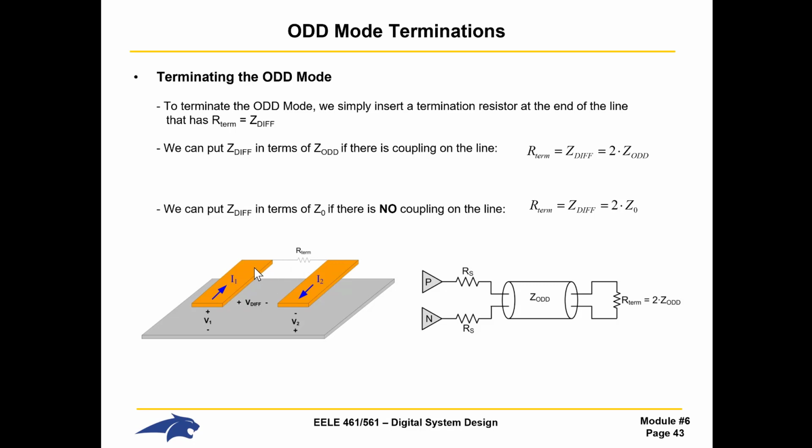But it doesn't terminate the common mode. If you got a blast of noise that was present on both of these and it propagated down to the end, there would be a reflection that came back.